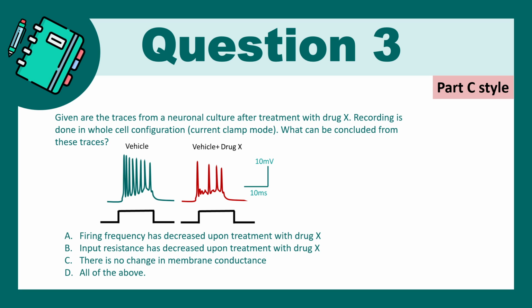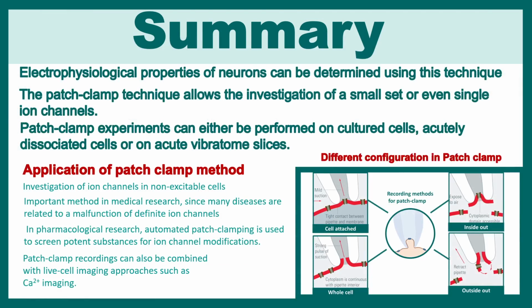The options are: firing frequency has decreased upon treatment with drug X; input resistance has decreased upon treatment with drug X; there is no change in membrane conductance; and all of the above. So if you understood the video correctly, you should be able to answer this question, and I'm leaving it on to you. Put it in the comment. Anyway, this is a quick summary for patch clamp technique that we have learned so far. I hope this was a comprehensive summary.